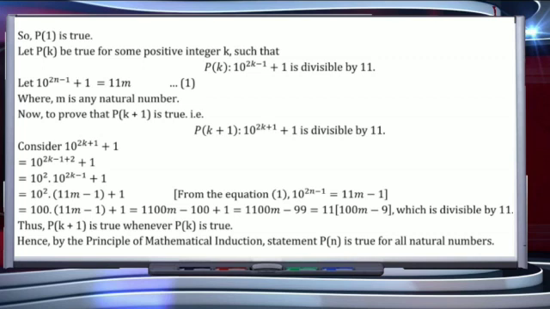Next we have to prove that P(k+1) is true. So first we are writing the statement for P(k+1). That becomes 10^(2k+1) + 1, and we have to show that it is divisible by 11. So let us consider this statement first: 10^(2k+1) + 1. This can be reduced in the form of P(k) by writing plus 1 as minus 1 plus 2. Students, minus 1 plus 2 is again my plus 1.